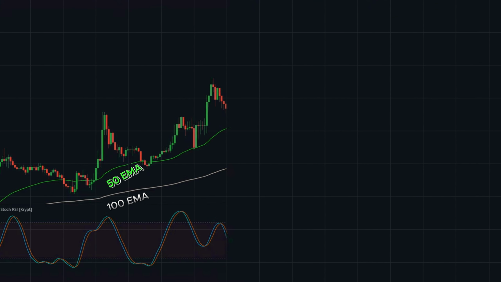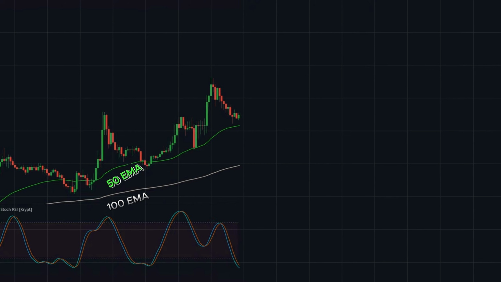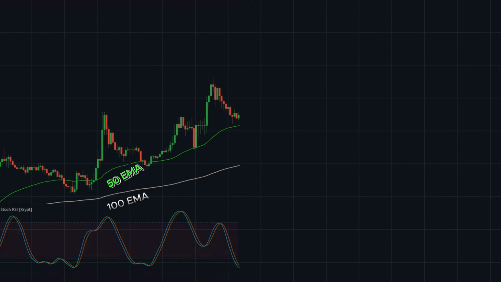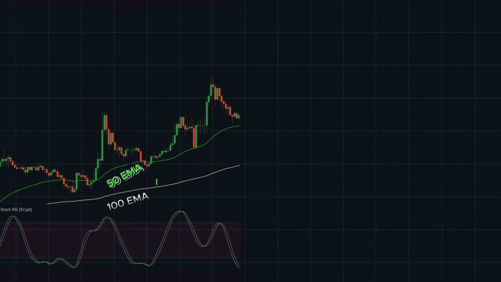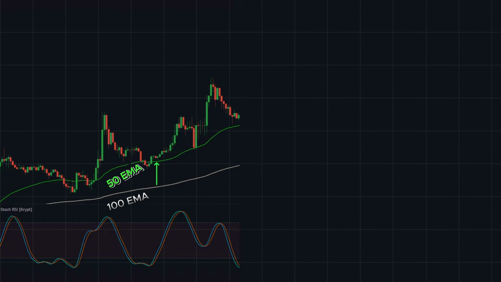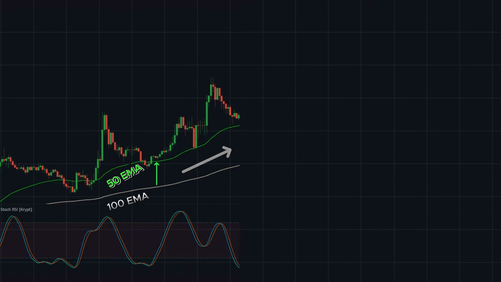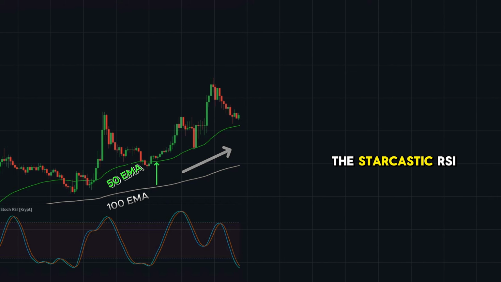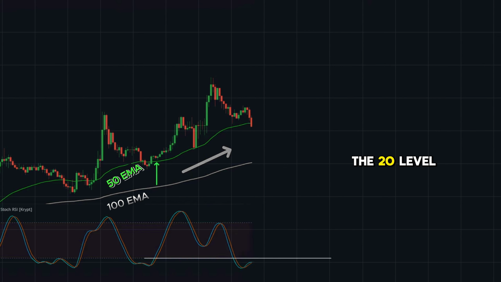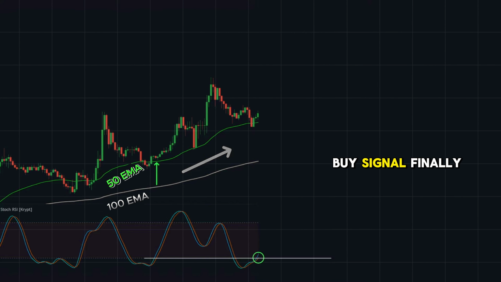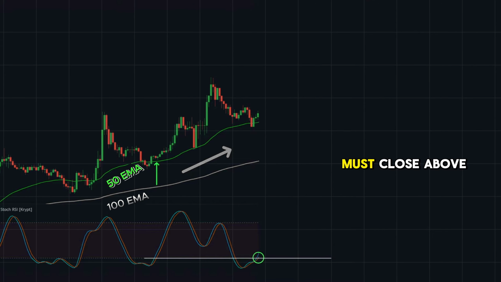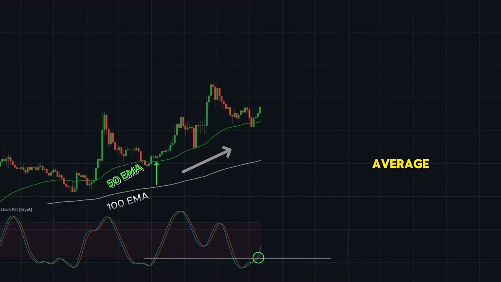Let's start with the rules for entering buy positions. Here are the conditions for entering a long trade. First, the 50-period moving average must be above the 100-period moving average. Moreover, both moving averages should be sloping upward. Second, the stochastic RSI should cross above the 20 level, which is a buy signal. Finally, the price action must close above the 50-period moving average.